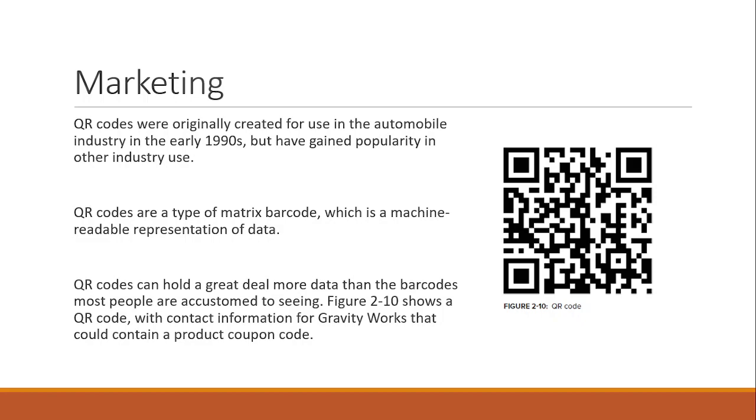So with just the use of your mobile device's camera. This is an example of a QR code, with the contact information of Gravity Works that could contain our product coupon code. So if you have a camera, you can try to scan this QR code.